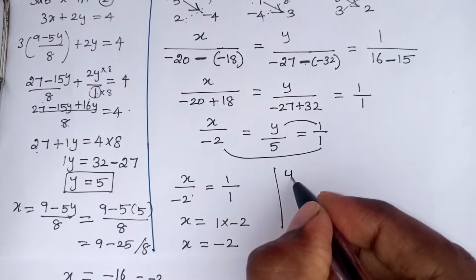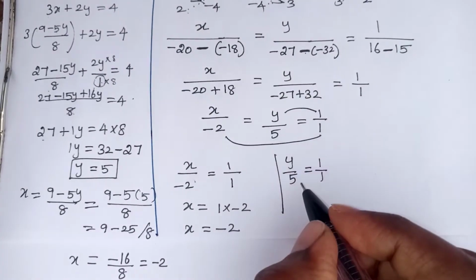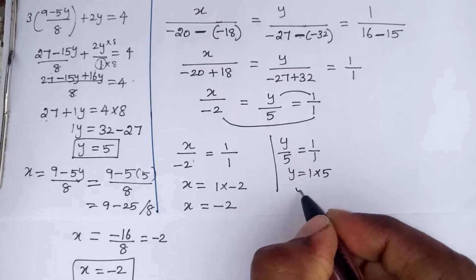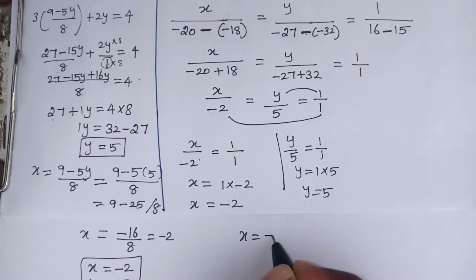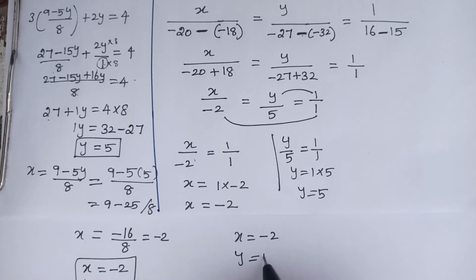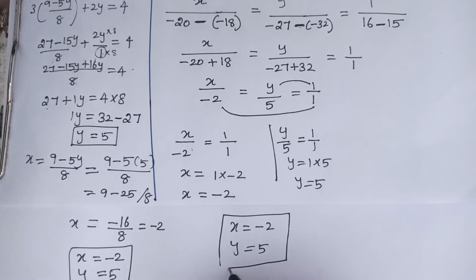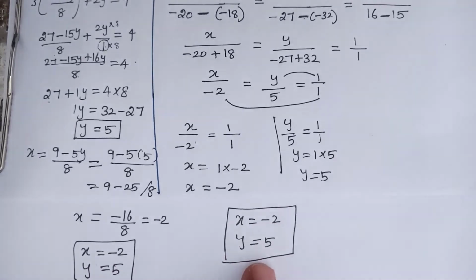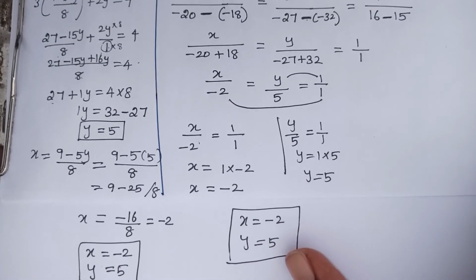Y value, y by 5 is equal to 1 by 1 we are getting. So equating these two and doing the cross multiplication, y is equal to 1 into 5. So y is equal to 5 we are getting. So finally we are getting x is equal to minus 2 and y is equal to 5. The same thing we got in the substitution method also. So this is the solution we got in the substitution method, and this is the answer we are getting in the cross multiplication method. So both are the same. So what we have done is correct.